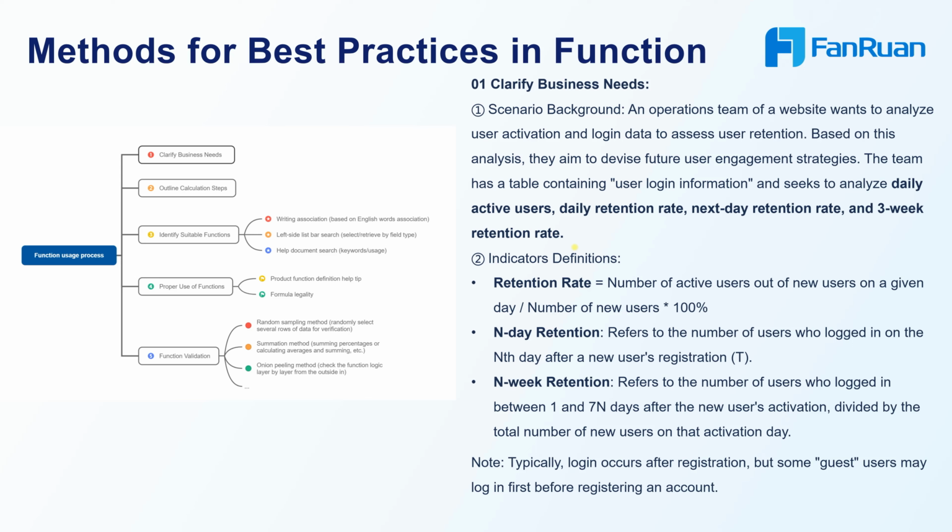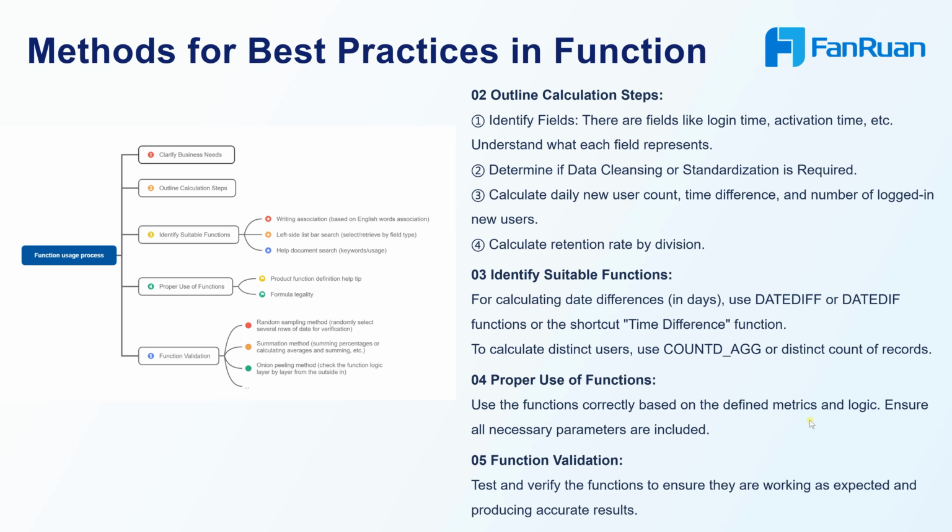We also need to be clear about the definitions of the indicators. For example, when the operations person mentions retention rate, we need to understand what that means and how it's calculated. We need to come to a consensus on this at this stage, including the definitions of 3-day, 4-day, and 3-week retention, and whether the end-day retention refers to the day after registration or includes the registration day itself. This will help us maintain consistency in business terminology during calculations and avoid any ambiguity.